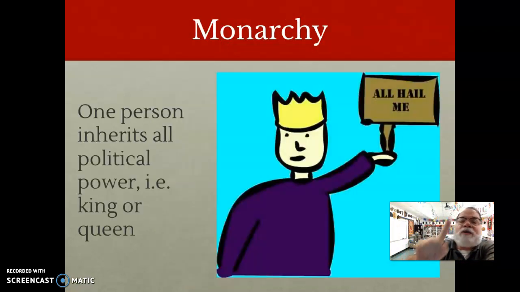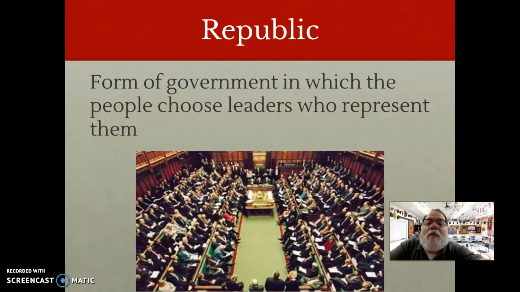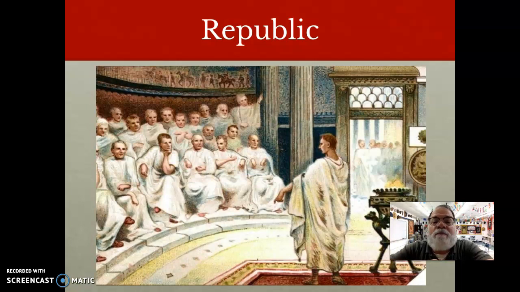Monarchy: one person inherits all political power, i.e. a king or queen. And there is Queen Elizabeth II of the United Kingdom. Republic, a form of government in which the people choose leaders who represent them. This is similar to democracy, but in this case, the idea is that elected leaders make decisions for the people. Here we see the famous Roman Senate.